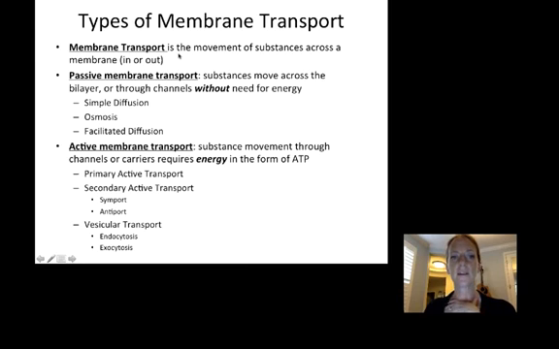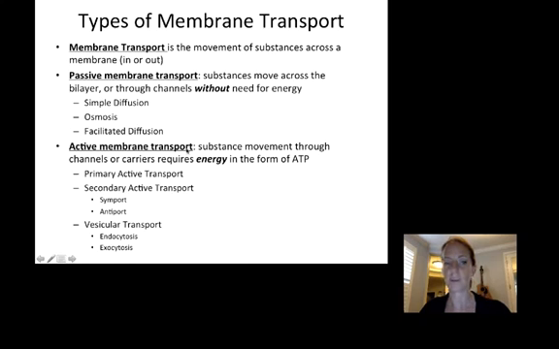And so from here, we can talk about the types of membrane transport. So membrane transport is the movement of substances across a membrane, and it can either be passive or active. Passive membrane transport means that substances move across a bilayer without the need for energy. They can either move directly across the bilayer or they can use channels, but they are passive because there is no need for ATP.